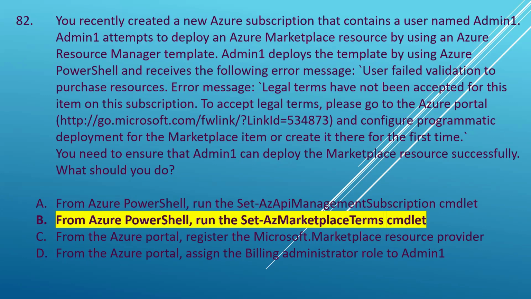types as parameters. Once the legal terms have been accepted, the user should be able to deploy the marketplace resource successfully. You only need to accept terms once per subscription for the resource, and be sure to use all lowercase letters in the parameter values.